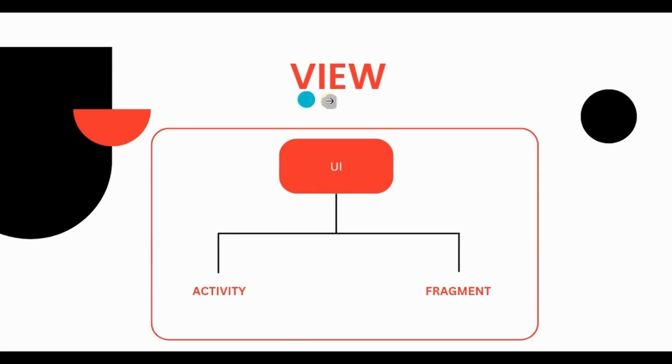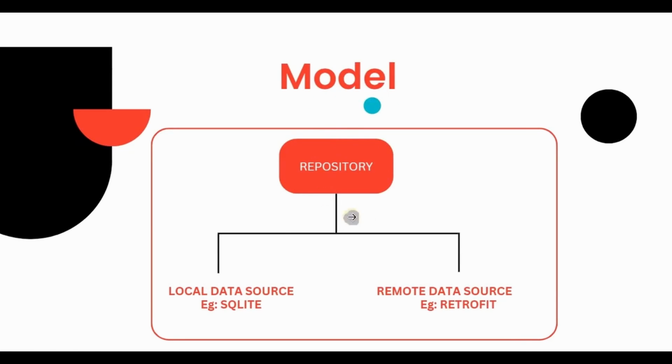See, in very simple language, view handles the user interface, basically all the UI components, design, XML and all. And model represents the data. It could be local data such as Room or SQLite, or it could be a remote data source such as Retrofit, API and all. Got it?